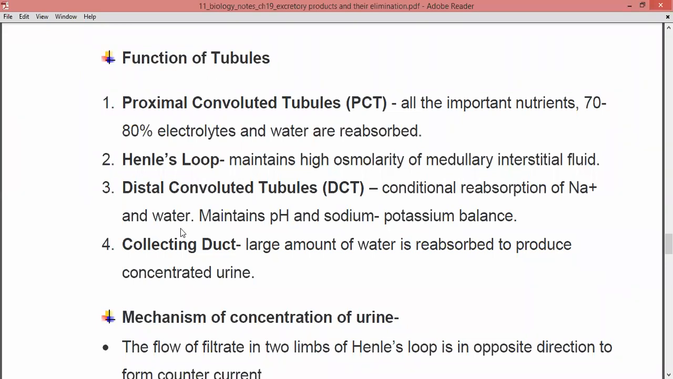Now you know that your body needs a proper balance of sodium and potassium. So the distal convoluted tubule is going to maintain the pH, not only of the body but for the functioning of the nephron. It maintains the pH of the kidney, and it also balances the sodium and potassium. So this is about the third part, the DCT. It does the reabsorption of sodium and water molecules, and along with it, it is also responsible for maintaining the pH and the sodium-potassium balance.